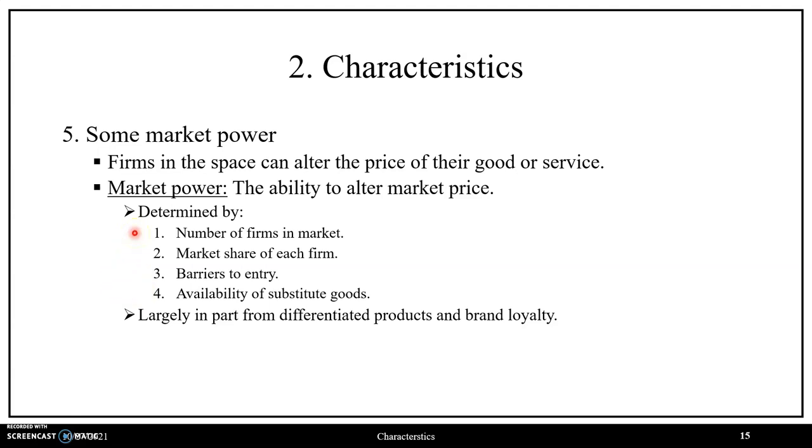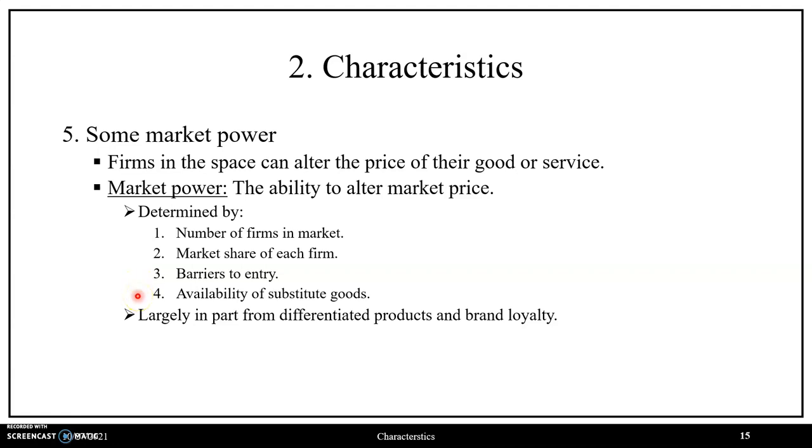We have seen thus far that there are many firms operating in the space, so this is not going to aid in granting market power for the monopolistically competitive firm. With many firms operating in the space, we would expect low market share, so this also will not aid in granting market power. We also just saw that there are low barriers to entry in this market structure, therefore this isn't assisting monopolistically competitive firms in terms of granting them market power.